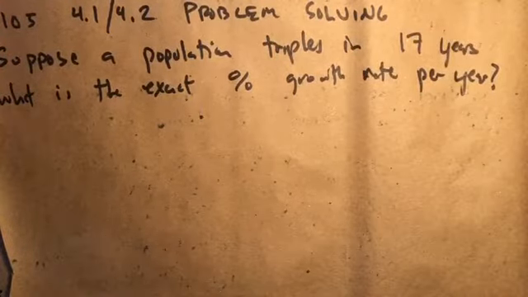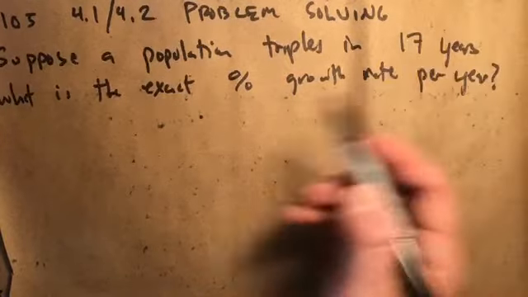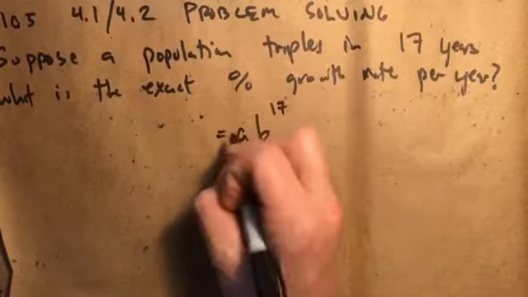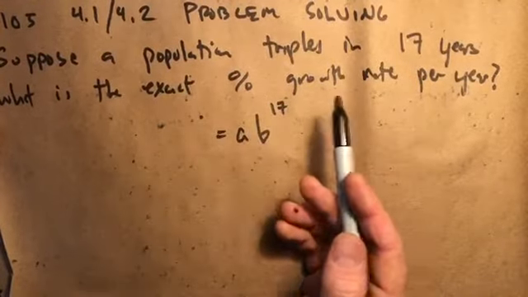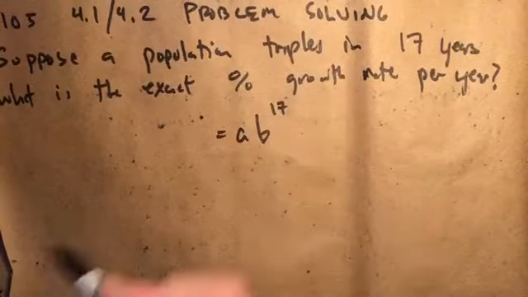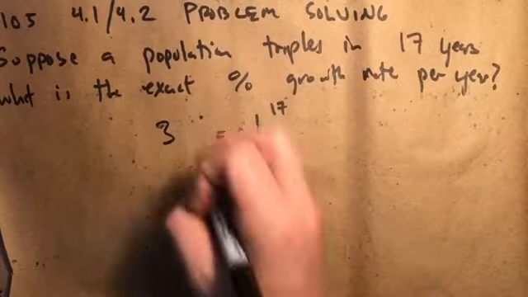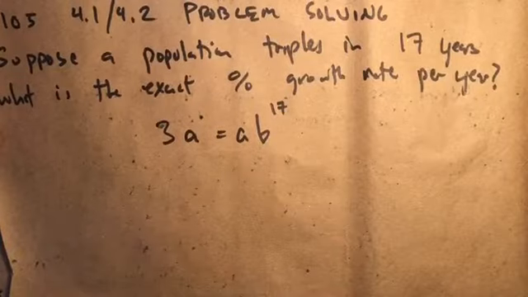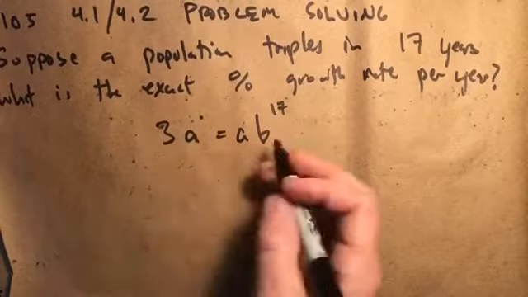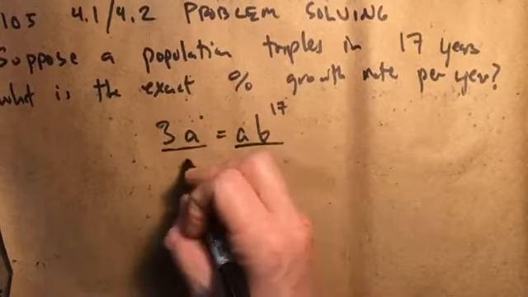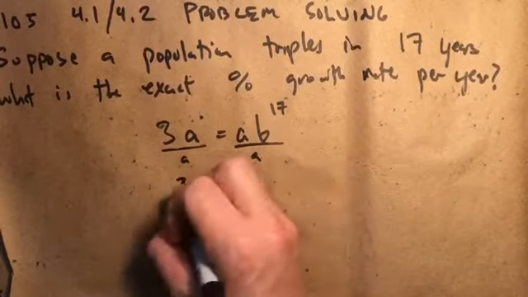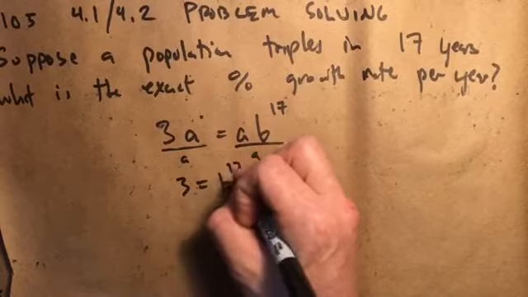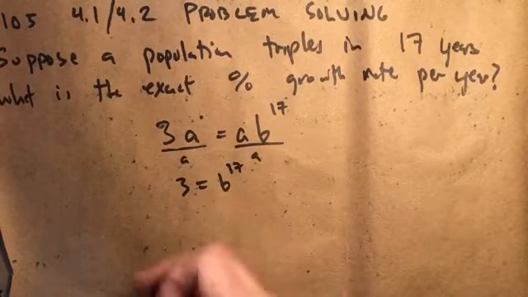So we know that this 17 is going to be some t value. We can certainly say ab to the 17. But what tripled? Well, the population did, and so we're going to have 3 times our initial value, a. And that's our setup. We're going to proceed in the exact same way that we did before, dividing both sides by a. 3 equaling b to the 17th power. Raising both sides to the 1/17th.